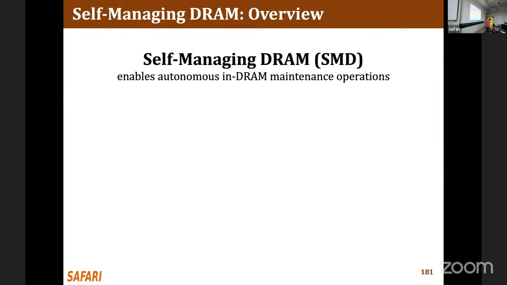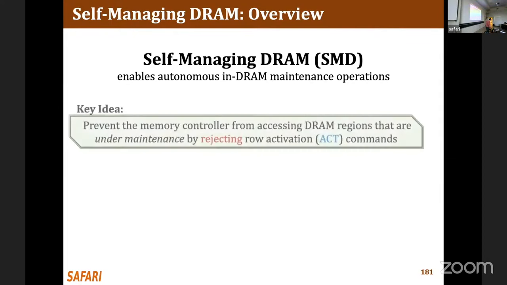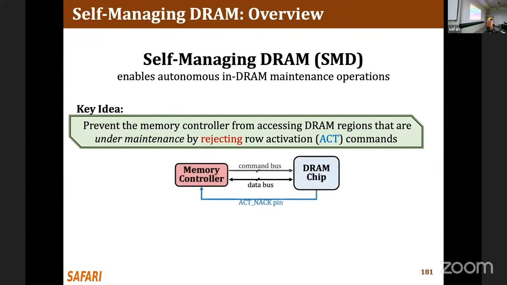So we basically argue that there needs to be more autonomy for DRAM. And the key idea to enable this is to prevent the memory controller from accessing DRAM regions that are under maintenance. DRAM now has the capability to reject some commands, some activation commands. Memory controller says, activate this row. DRAM says, sorry, I cannot activate it. I'm under maintenance in this particular location. And you can bound this time, of course, right? So that's the idea. You can add another pin to the DRAM chip for this.